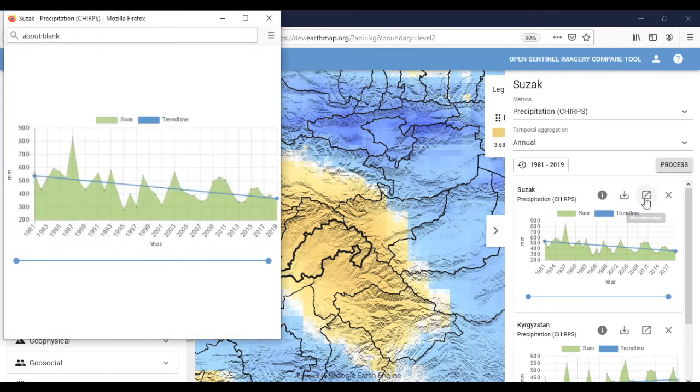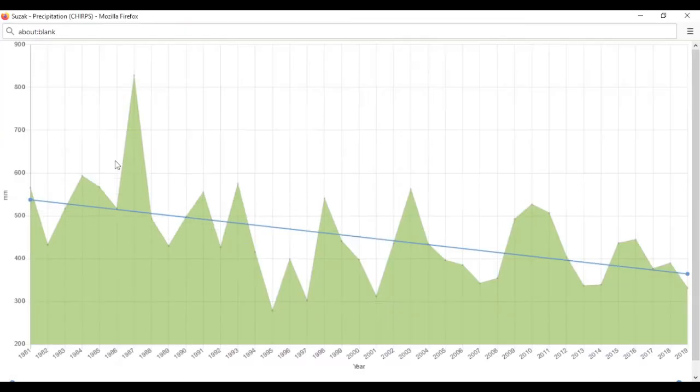If we maximize the chart, we will see that in Susak, in the last 40 years, the average total annual precipitation in millimeters has decreased around 40%. It's quite a lot. From 537 millimeters in 1981 to 330 millimeters in 2019.